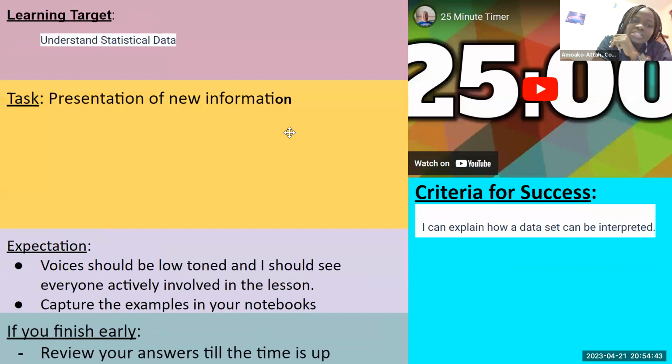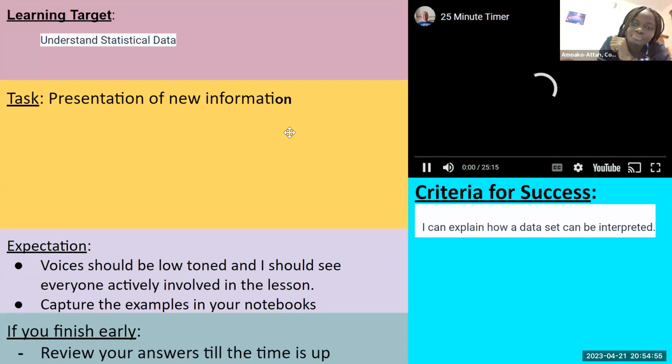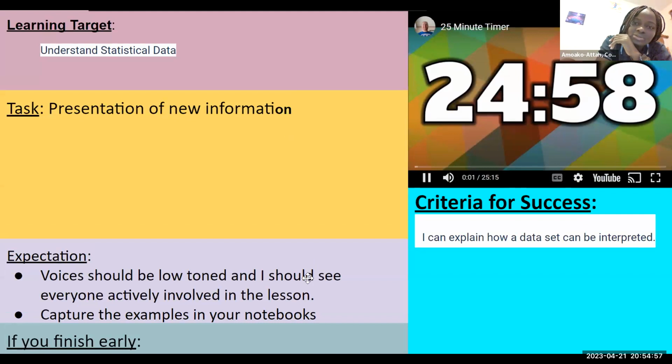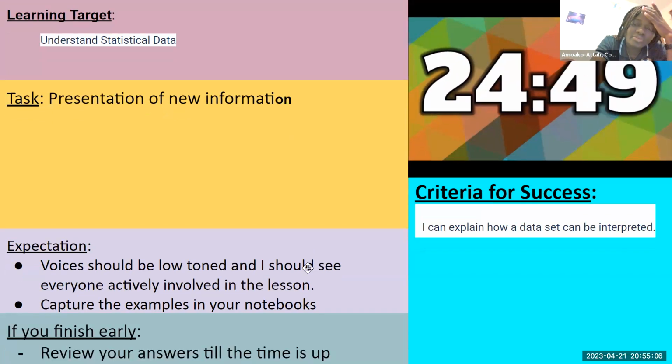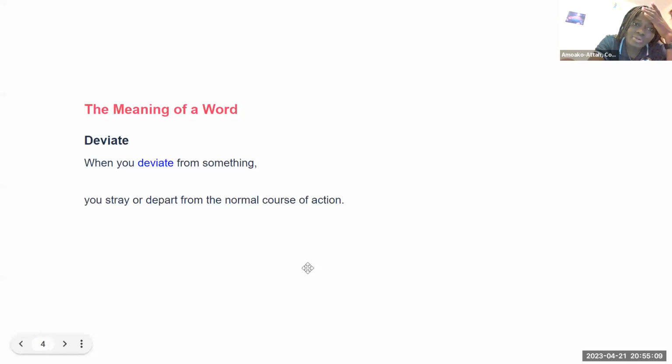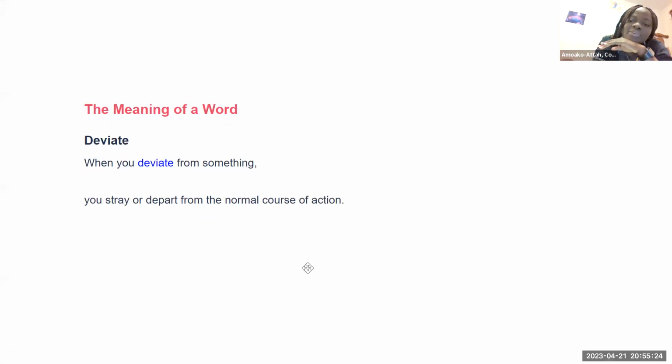Okay. So presentation of new information. So this is a new information. How are we going to learn it? So we have our timer to guide us. So usually I do this for my kids and set the timer to guide us, all right, for every step we get to. All right, so now meaning of the word. So deviate. When you say deviate, what does it mean? When you stray or depart from the normal course. So now let's see this.